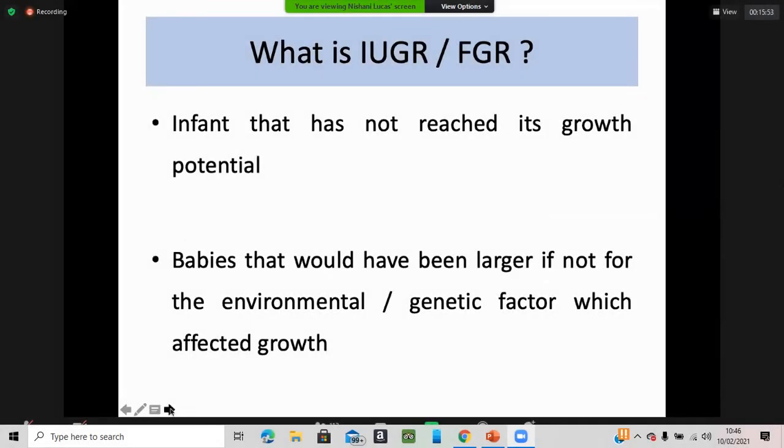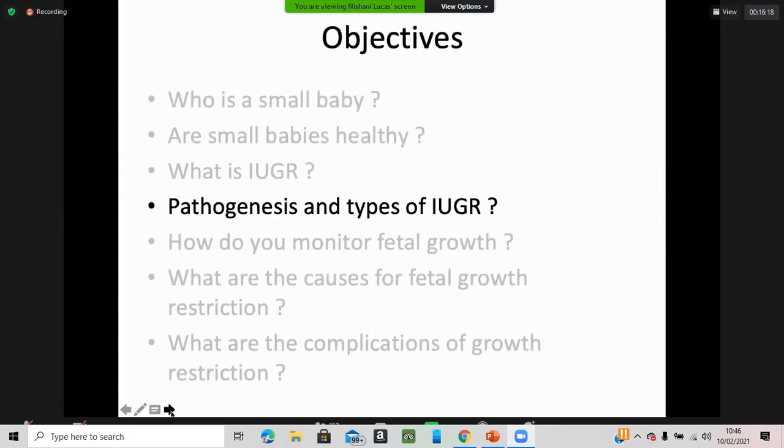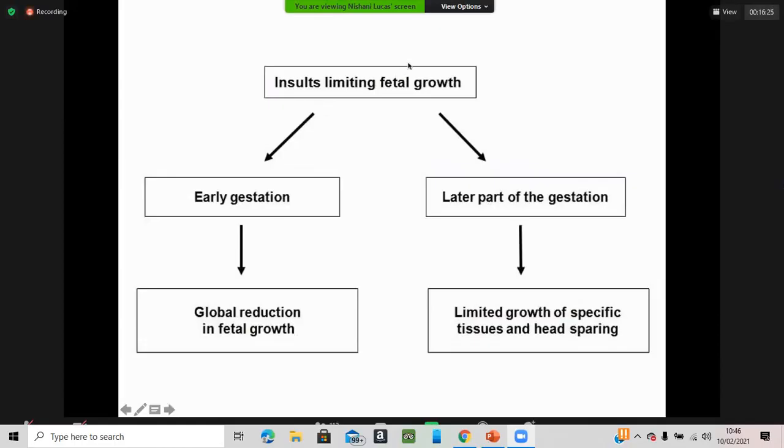So what is growth restriction? IUGR stands for intrauterine growth restriction. The more recent term is fetal growth restriction, FGR. So this means the infant has not reached its growth potential. So babies that could have been larger if not for some interference, maybe environmental, maybe genetic, whatever, something has affected the growth. Right, so now we are going to talk more about the pathogenesis and the types of IUGR.